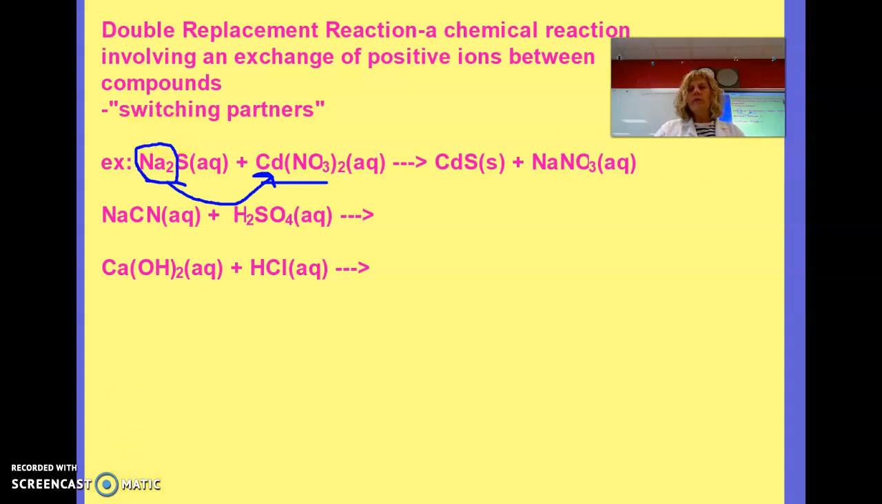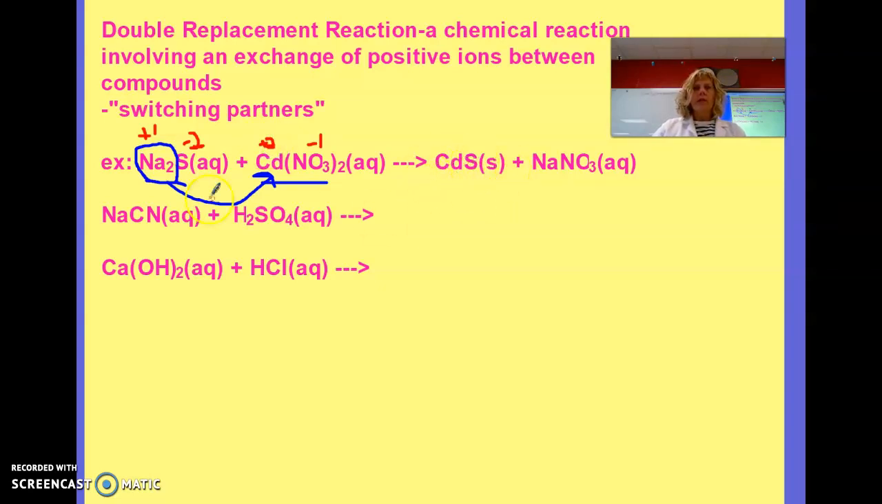So again, we do have to know those charges. So pull out your ion sheet once again. Sodium, if I look that up, is a +1. Sulfur is a -2, or 2-, it doesn't matter which way you write that. Cadmium is actually not on your sheet, so you have to use your inferences here. Nitrate is a -1, and since I have two of these nitrates, the cadmium must be a +2 charge.